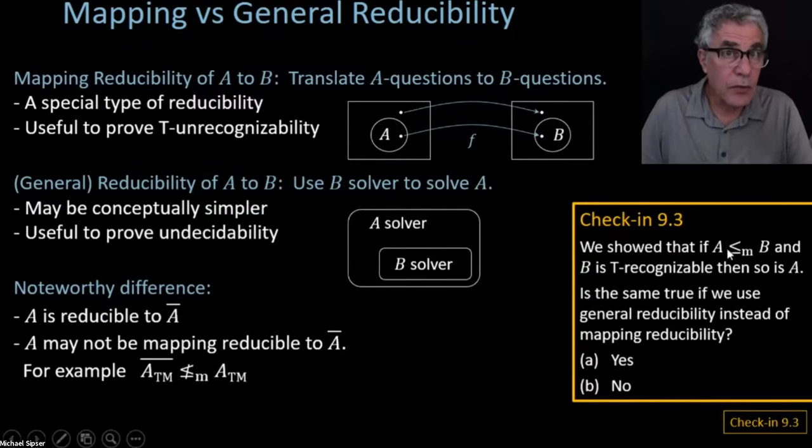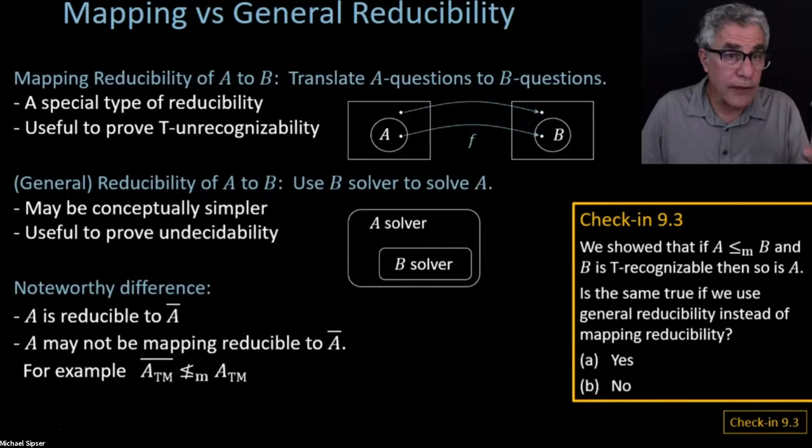So we're saying A is mapping reducible to B using this picture over here, and we're going to assume that B is Turing recognizable. So we have a machine which halts and accepts when you're inside B, and rejects, possibly by looping, when you're not inside B. That allows you to get a recognizer for A if you have a mapping reduction.